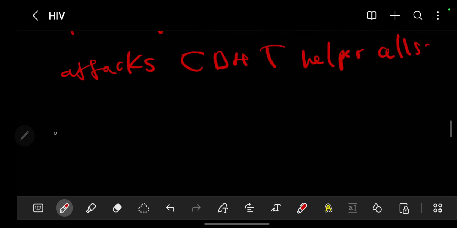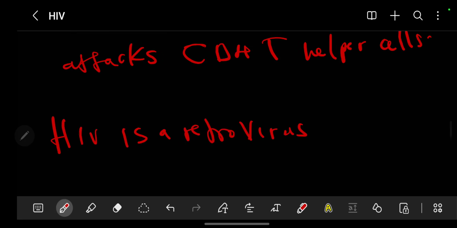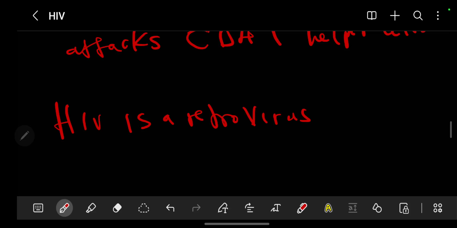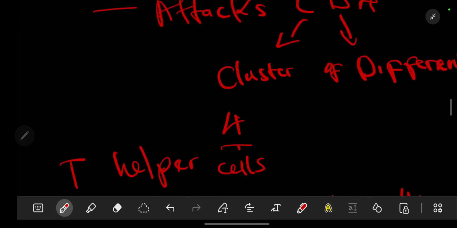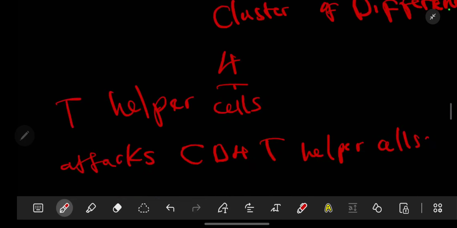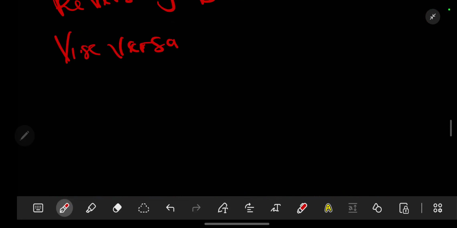HIV is a retrovirus. What does this mean? It means to say it is capable of reversing DNA to RNA or vice versa. So that's basically it about HIV. Now, this is the general background of HIV before we look at the cycle.